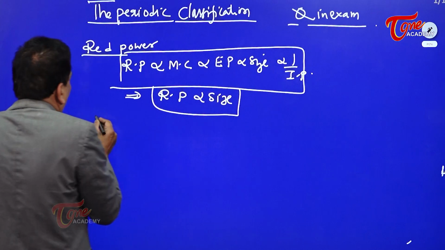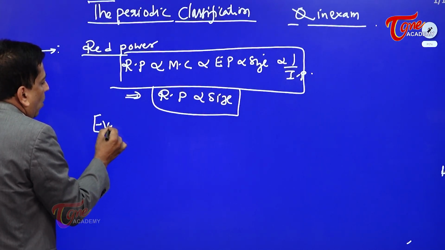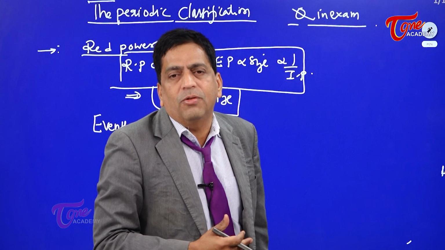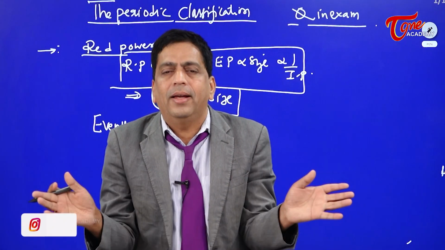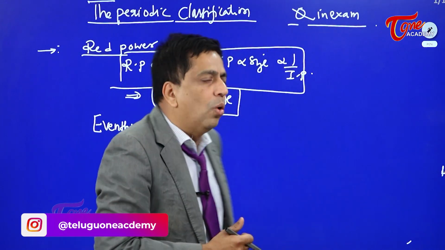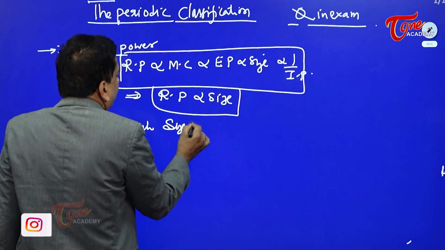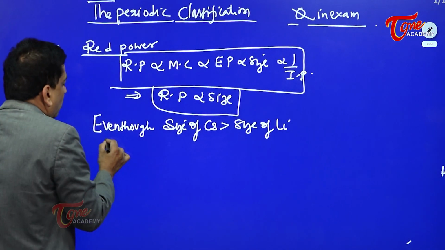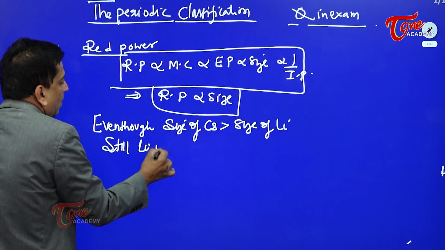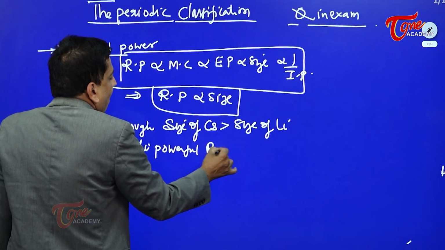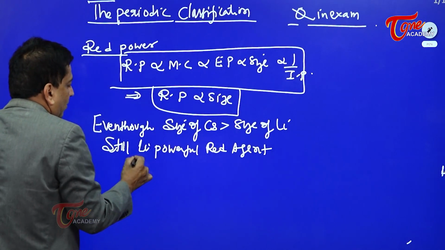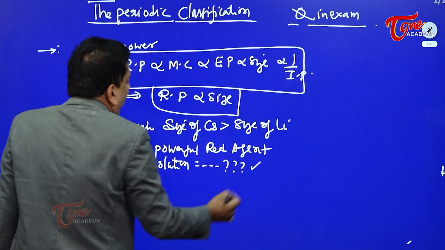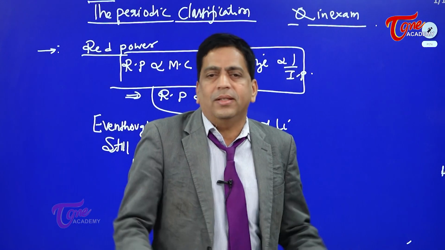So here is the question. Look into the question. This is the theoretical question which he will be asking. Which of the following is true and why? Assertion reasoning. Even though the size of cesium is greater than the size of lithium, still lithium is a powerful reducing agent in a solution, in a medium rather. And the question is why? Why should such a thing happen?